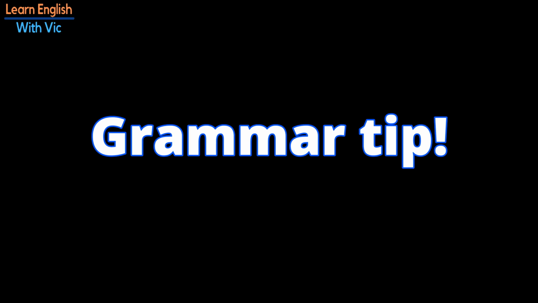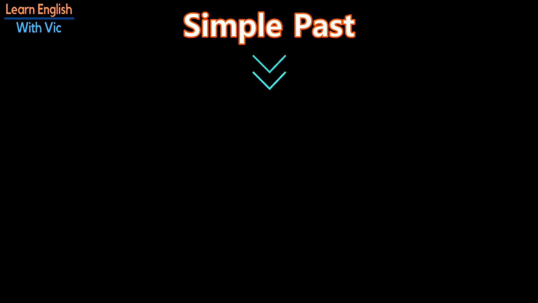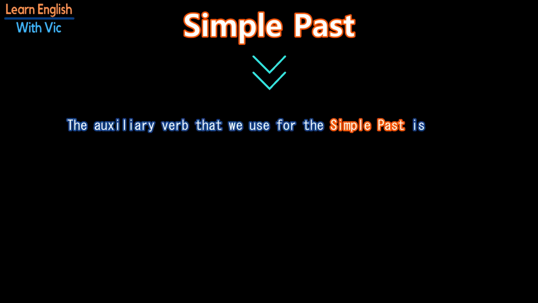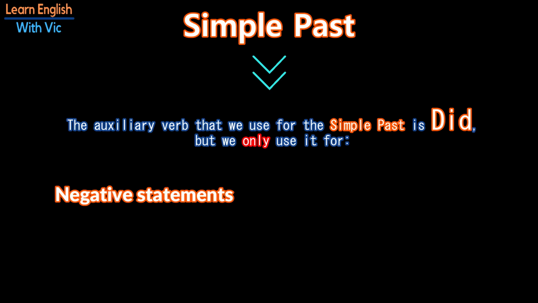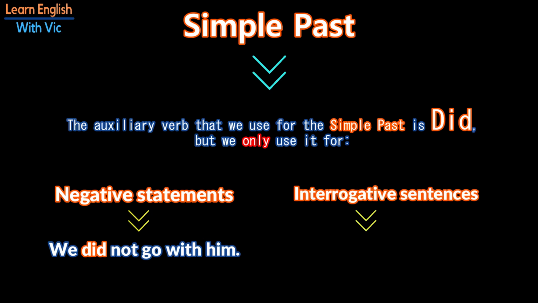This is a very important grammar tip. Pay attention. The auxiliary verb that we use for the simple past is did, but we only use it for negative statements. For example, we did not go with him, or we use it for interrogative sentences. For example, did she work at home?